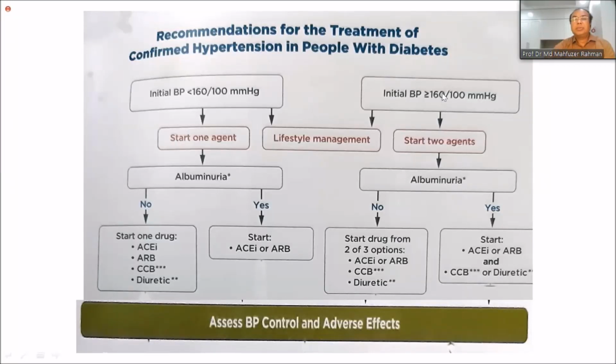If the initial blood pressure is more than 160 systolic, and diastolic equal to or more than 100, along with lifestyle modification, you should start 2 agents. In presence of albuminuria, start with the ACE inhibitor or ARB and the calcium channel blocker or diuretic. Without albuminuria, we should start with any 2 out of 3: ACE inhibitor or ARB, calcium channel blocker, diuretic. Here you see the ACE inhibitor or ARB is mandatory.